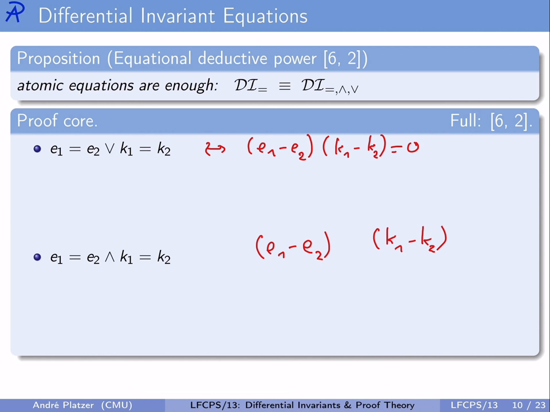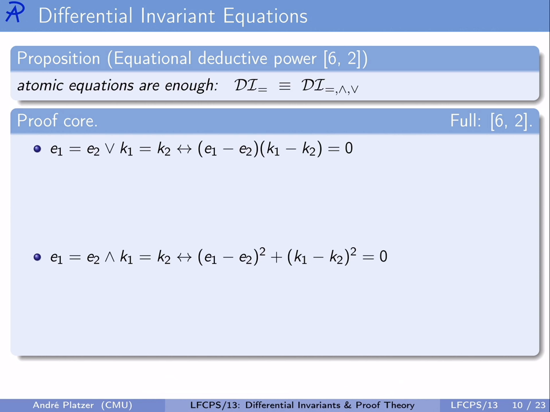Well, E1 minus E2 is 0 if and only if its square is 0. K1 minus K2 is 0 if and only if its square is 0. Both of those squares are 0 if and only if their sum is 0. Well, I just said it. That's true if and only if their sum of squares is 0, because squares of real numbers are always greater than or equal to 0. They can only be 0 if each of the squares individually is 0, which is precisely equivalent to the individual equations holding. So in other words, we have these two equivalences that are true in real arithmetic and that we can use to successively reduce any disjunction of equations to a single equation, any conjunction of equations to a single equation. If we have a bigger formula using equals and ands and ors only, then we just keep on using these. And so we're done with the proof.